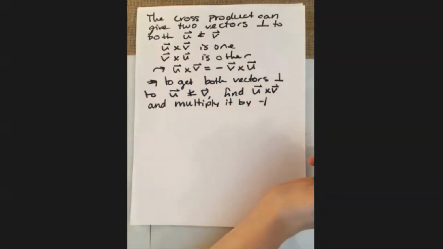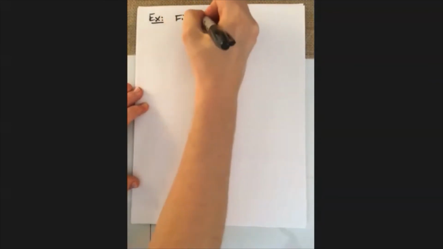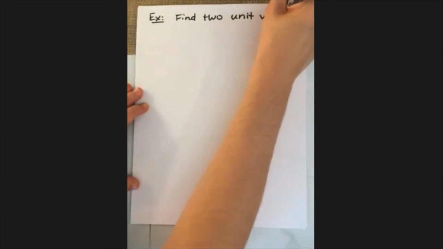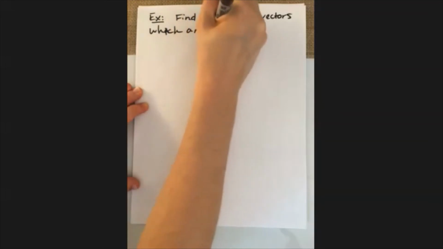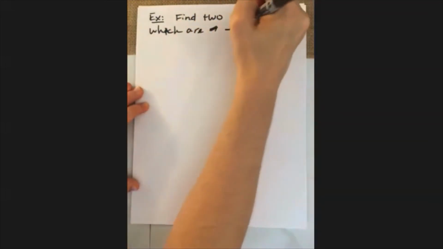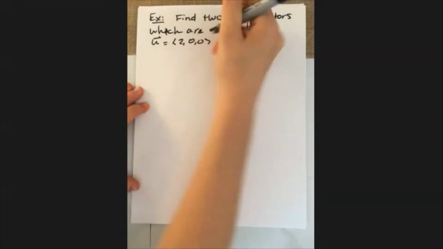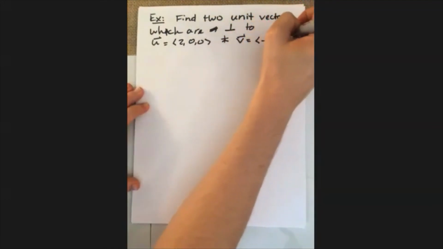Okay, so I'm going to do a quick example of how this would work. In this one, we are going to find two unit vectors, which is just going to add another layer to this, that are perpendicular to the vector u equal to 2, 0, 0, and v equal to -1, 0, -1.